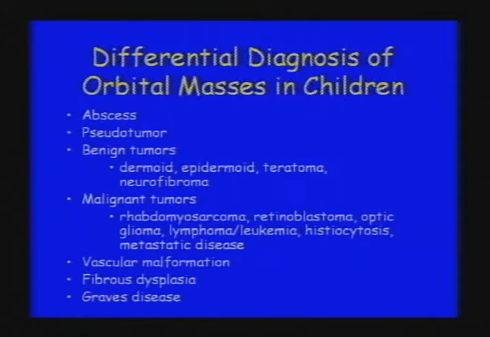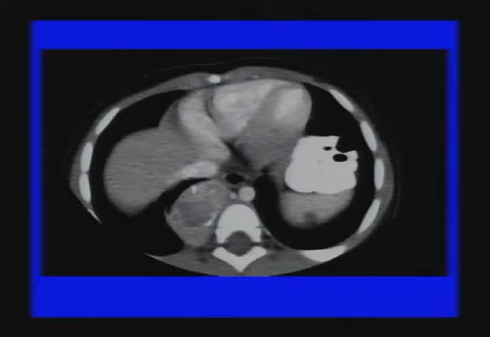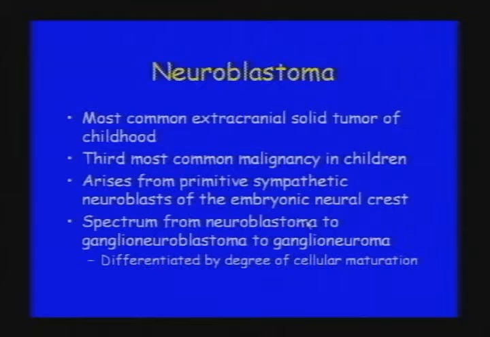You can have leukemia, lymphoma, histiocytosis, and metastatic disease involving the bones around the orbit. You can have vascular malformations, fibrous dysplasia, and also enlargement of the muscles resulting from Graves' disease. Here's that particular child's CT scan of the abdomen, and you can see that there's a calcified paraspinous mass. This turned out to be neuroblastoma. There's an incidental splenic cyst.